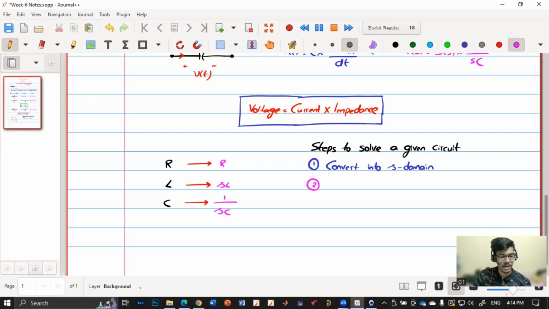Now you can apply nodal analysis, mesh analysis, or Thevenin's theorem or Norton's theorem or any other theorem, and you can treat it as a normal simple circuit. So now you solve the circuit using any analysis. It will be just like an algebraic solution or algebraic equation. So you have to solve the circuit in the S domain itself.